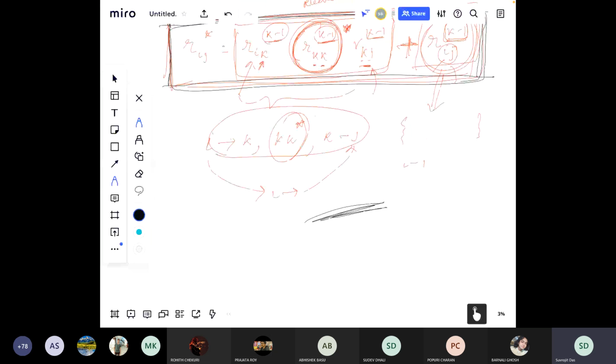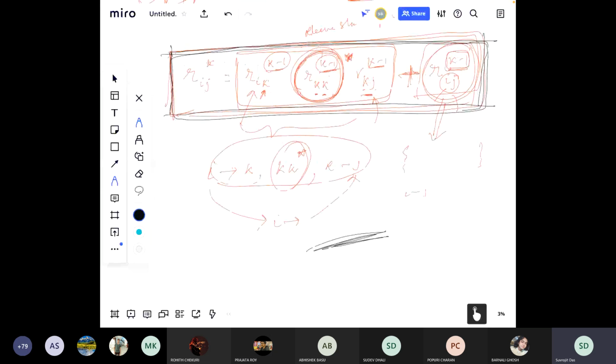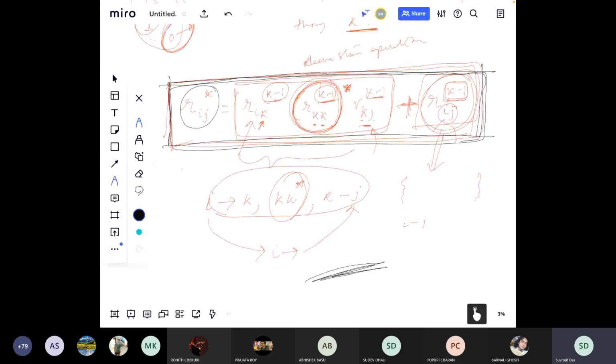But the concept, did you get the concept of recursively defining R_ij^k? So this is in fact recursively defining R_ij^k in terms of k minus 1. See, all the indices are k minus 1. So it says that if I have these k minus 1th level values, I can derive the kth level value with this recursive formula. Got it? Yes or no?